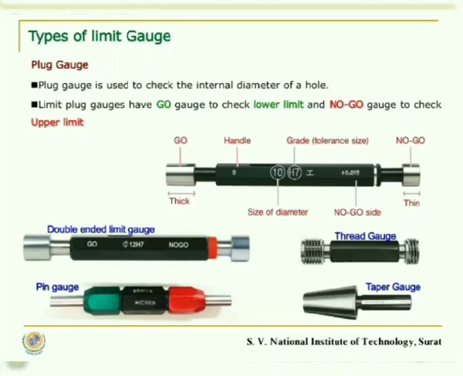There are different types of limit gauges. One of the primarily used limit gauges is a plug gauge. Plug gauge is used to check the internal diameter of a hole. Limit plug gauges have a go gauge on one side and a no go gauge on the other side. The go side should enter into the dimension and the no go side should not enter into the dimension. So the go gauge is used to check the lower limit and the no go gauge is used to check the upper limit. There are different types of plug gauges like pin gauge, taper gauge, thread gauge.